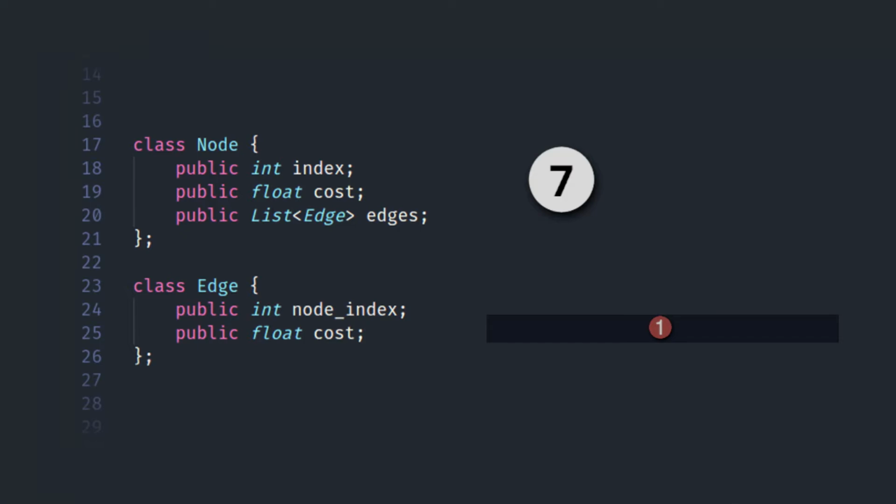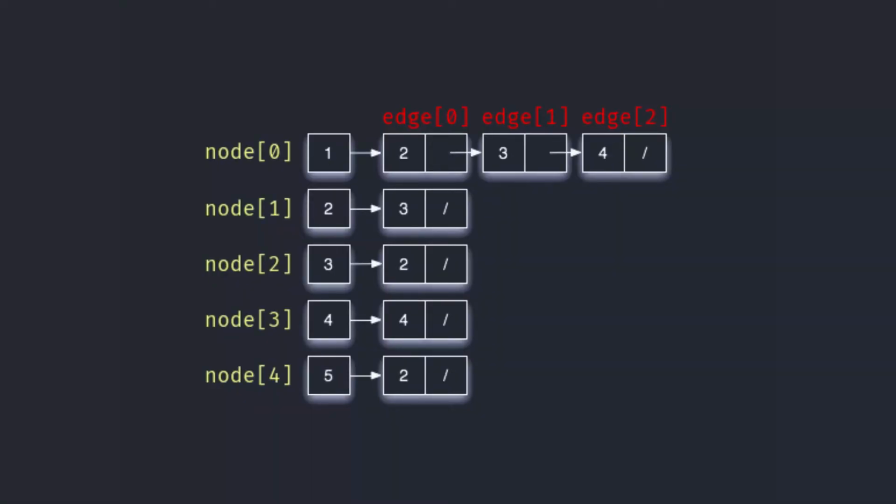So each node is going to keep track of its costs so far, as well as all the connections to it by means of a list of edges. An edge consists of a cost and the index of the node that it connects to. We're going to assume that our graph comes in the form of a list of nodes, where we can refer to any individual node by referring to its index in the list.